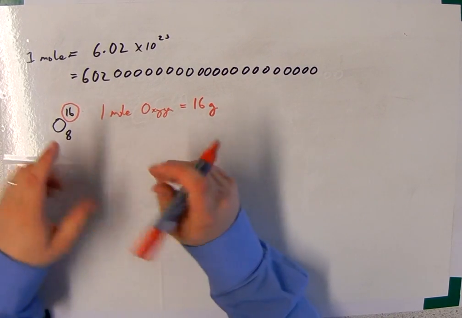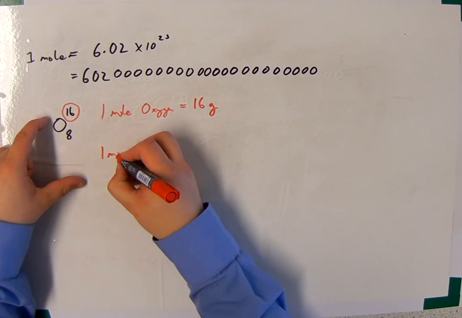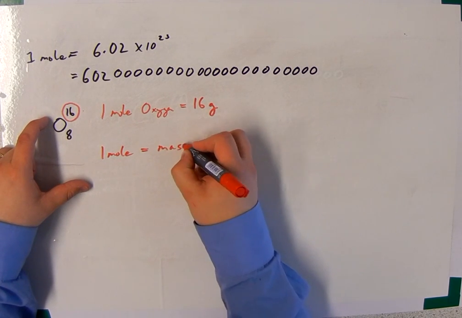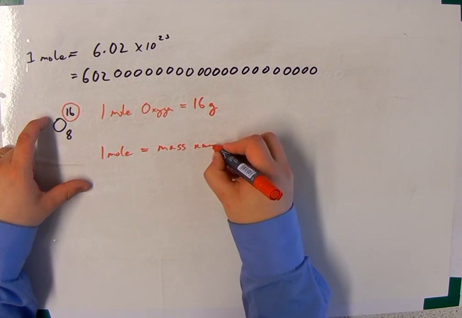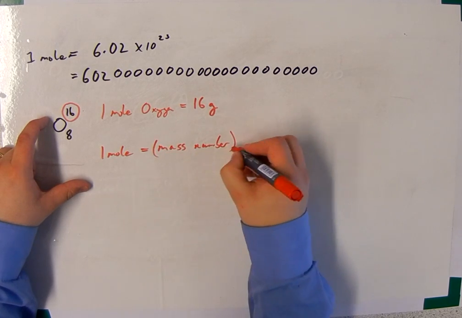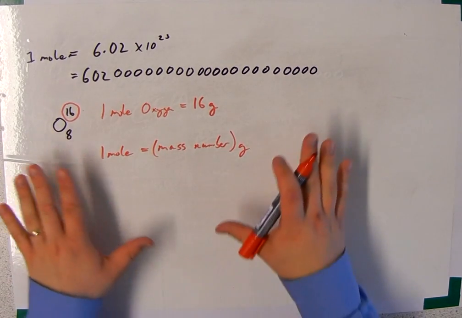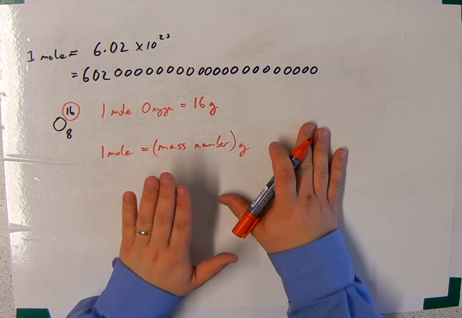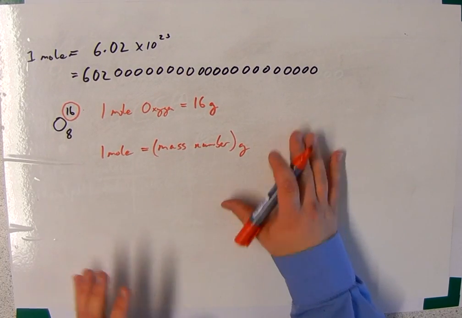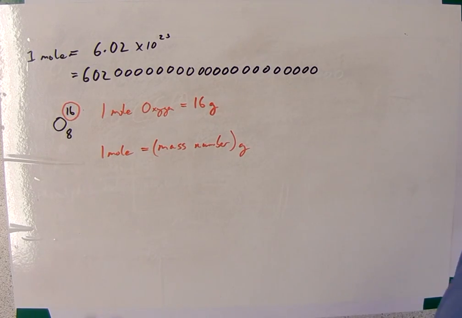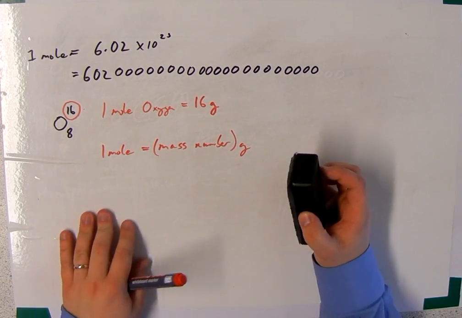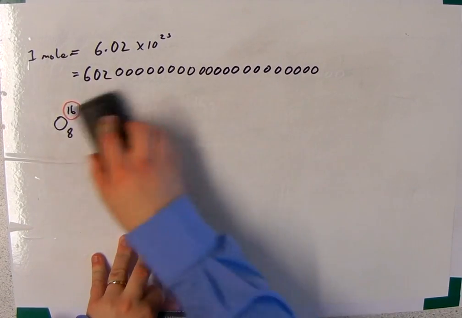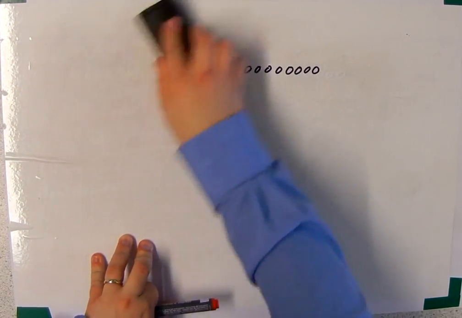This idea that 1 mole equals mass number in grams. So 1 mole weighs the same as the mass number. You can get that off our periodic table. Remember, you don't have to learn any of these mass numbers. They are on the periodic table, which is included in the exam and in the back of every single chemistry textbook ever.